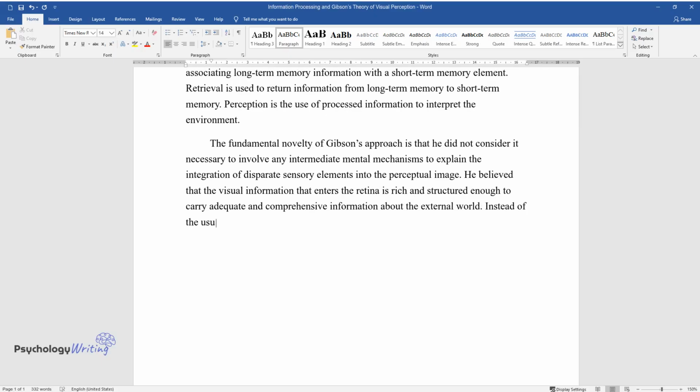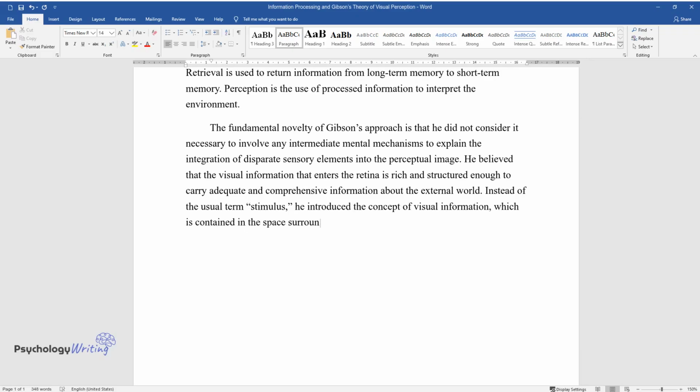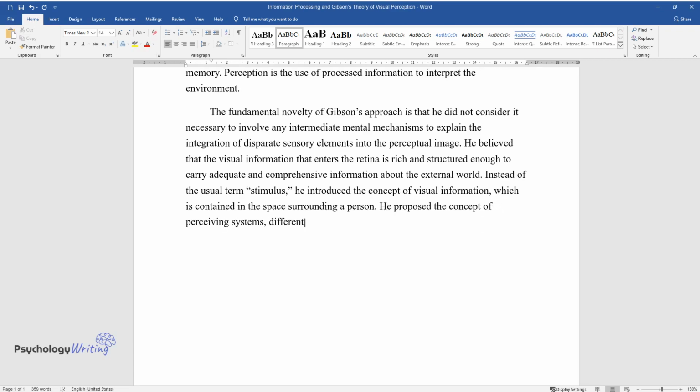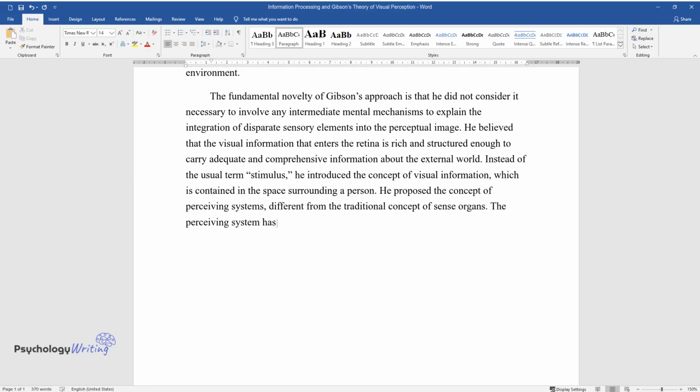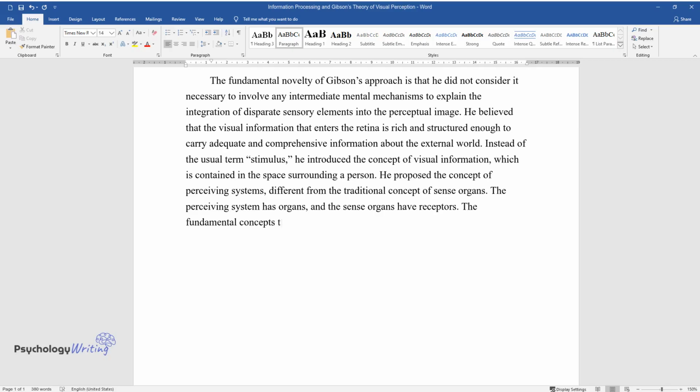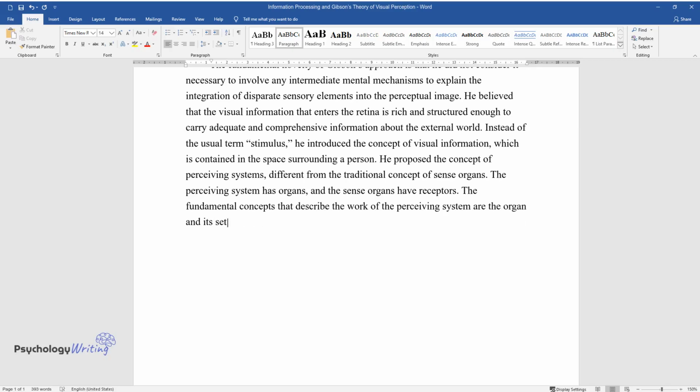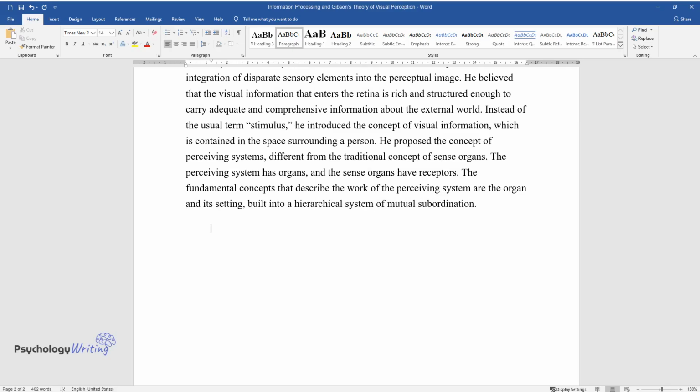Instead of the usual term stimulus, he introduced the concept of visual information, which is contained in the space surrounding a person. He proposed the concept of perceiving systems, different from the traditional concept of sense organs. The perceiving system has organs, and the sense organs have receptors. The fundamental concepts that describe the work of the perceiving system are the organ and its setting, built into a hierarchical system of mutual subordination.